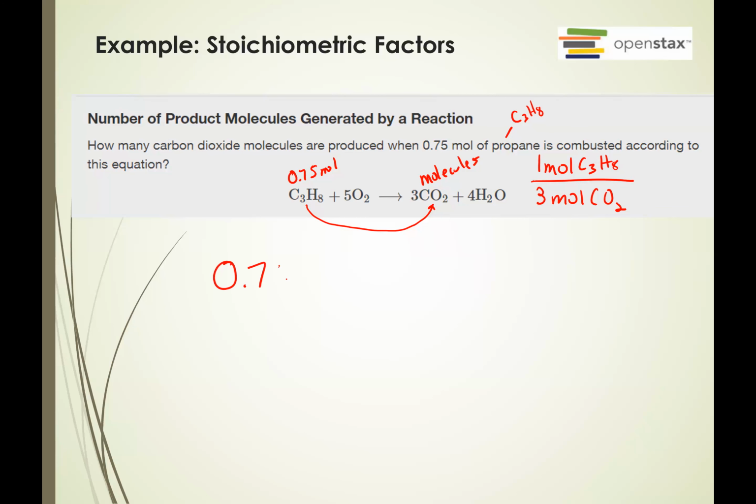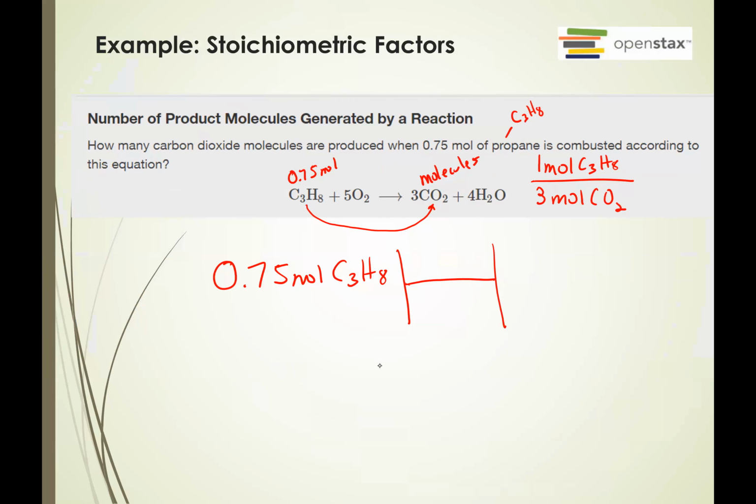Yeah, they gave us 0.75 moles of C3H8. Oh, well, hey, look, we already have moles. So we can just go straight to our mole ratio. So which one's going to go on the bottom? The 1 or the 3? The 1. Yeah, the 1 mole.